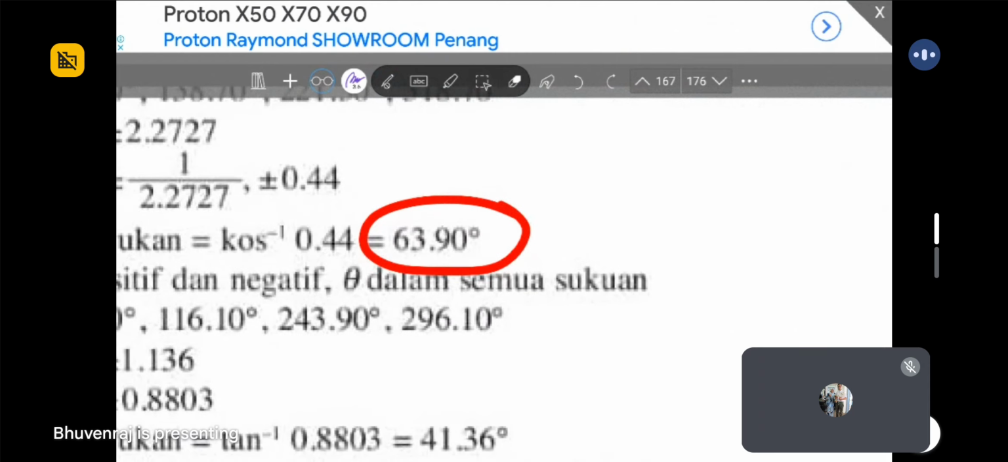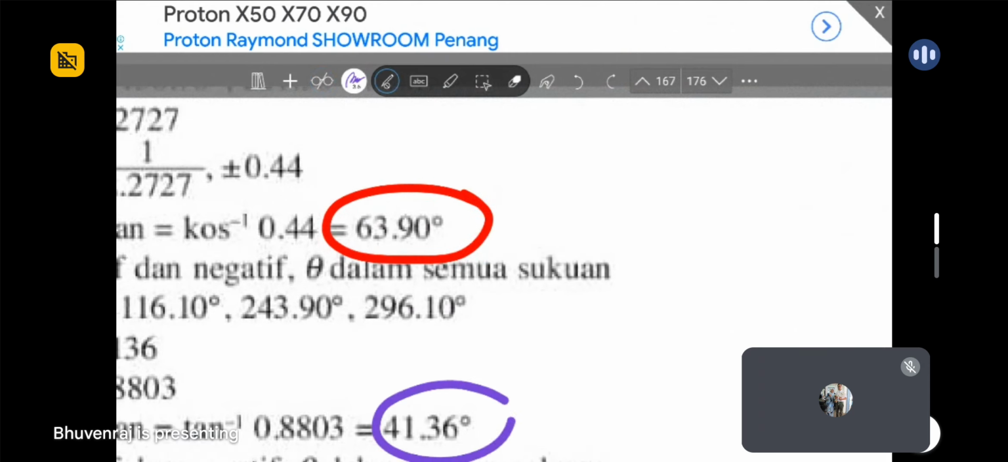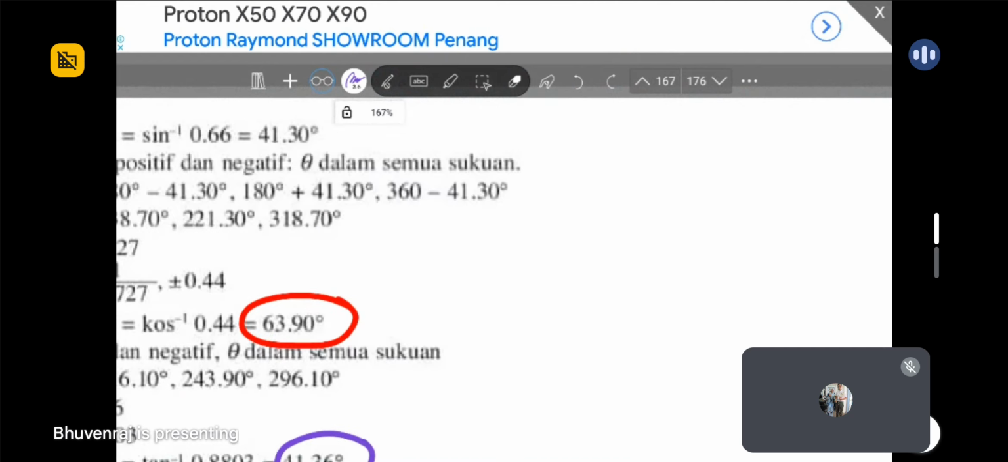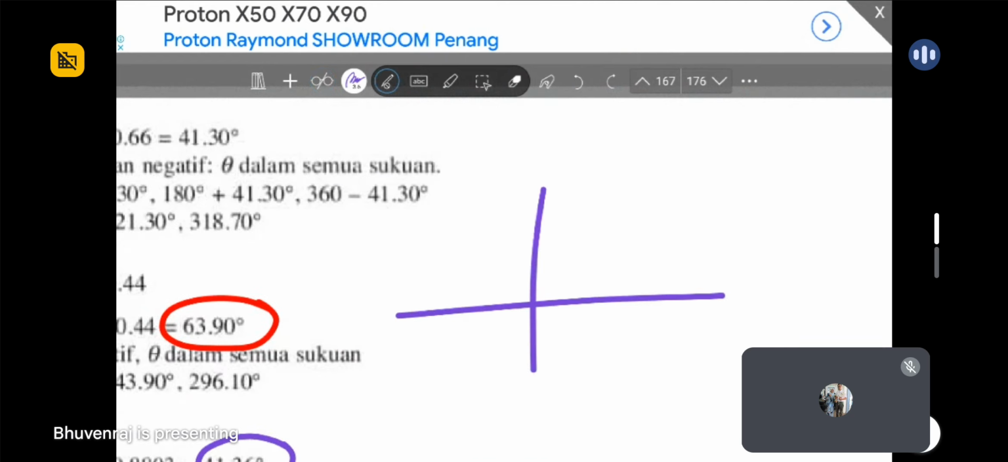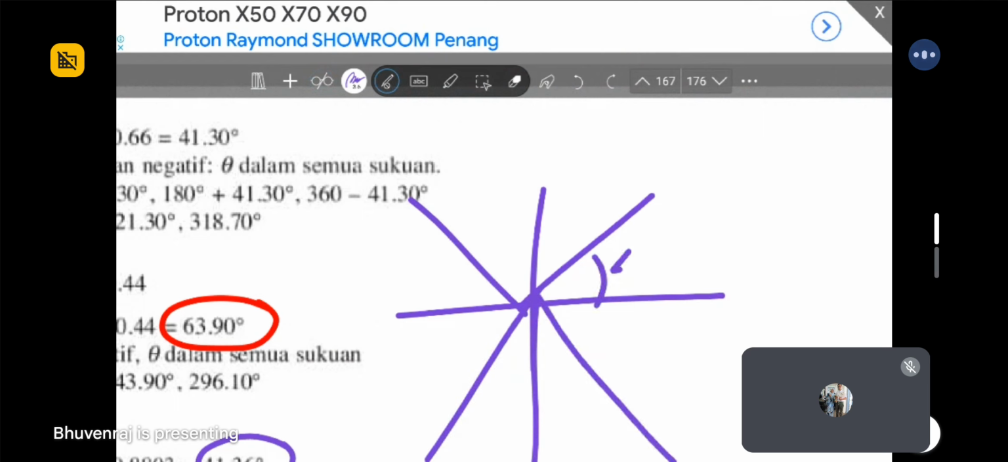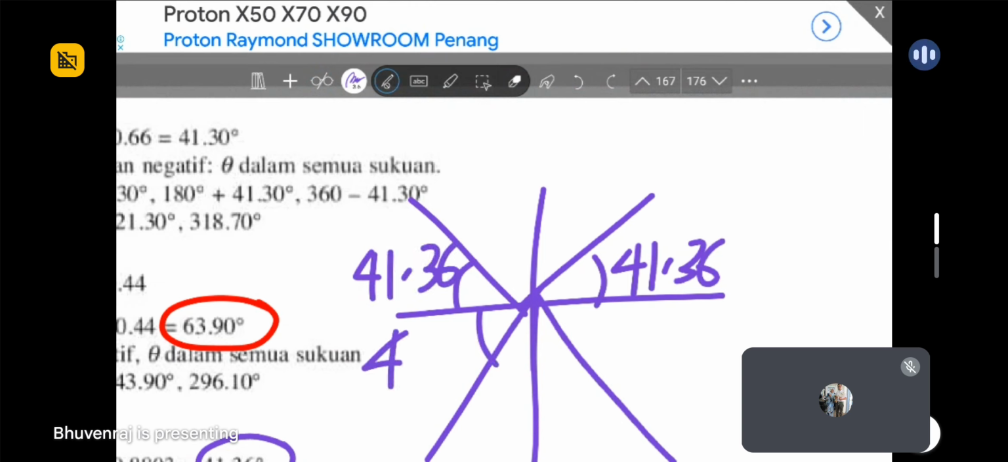So shift tangent for the answer. Your reference angle is 41.36. Again, same concept, 4 quadrants. You can have angles in 4 places. So always make sure your reference angle sticks to the x-axis. The reference angle must always touch the x-axis.